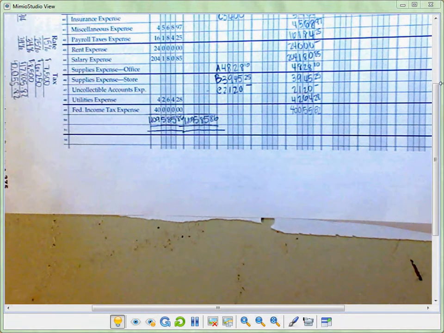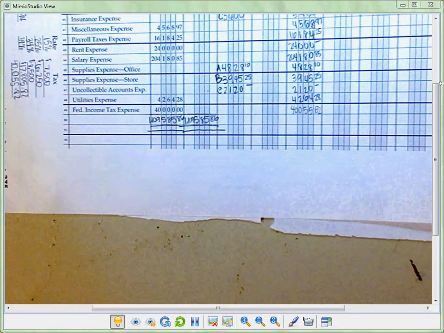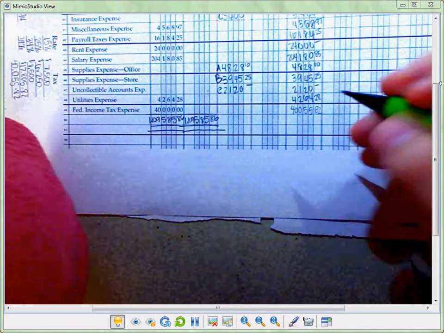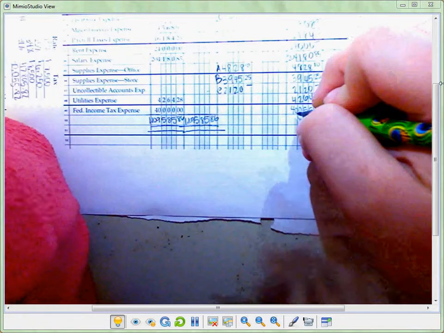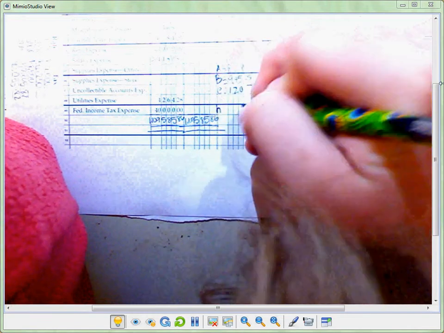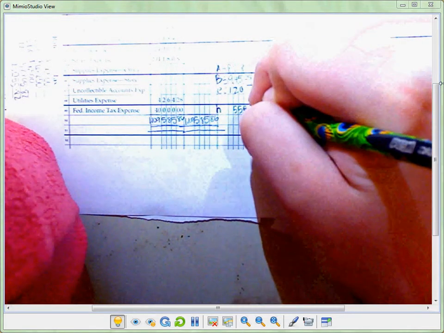Okay, but that does not match that 40,000, right? No. Okay, so we need to know what is the difference. 55, almost. Okay, $55.82. So in our adjustments, is that going to be a debit or a credit? A debit. So a debit and it's letter H. $55.82.